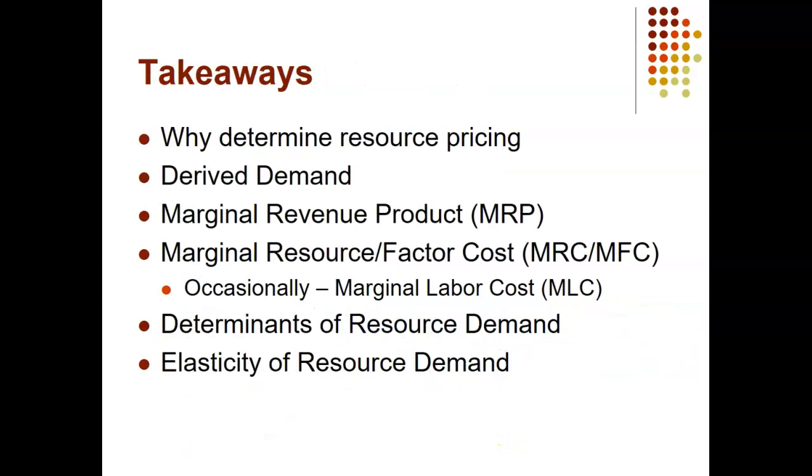So again, the takeaways from this are, first off, why do we need to care about this? We determine the resource pricing. It makes sense as the bottom line. Then we talked about what derived demand is, marginal revenue product, marginal resource cost, also known as marginal factor cost, or again, I can occasionally see marginal labor cost, or MLC. We talked about the determinants of resource demand, and finally the elasticity of resource demand.